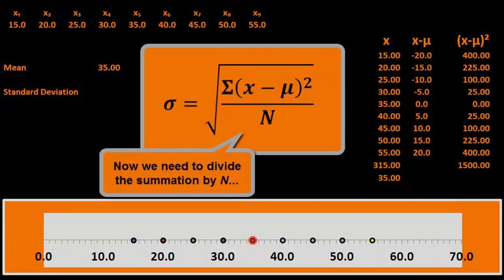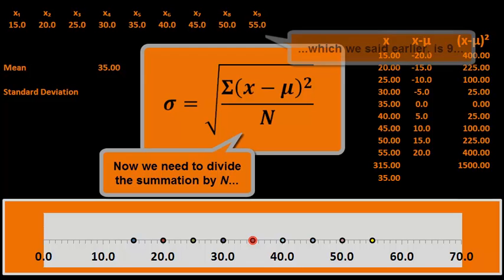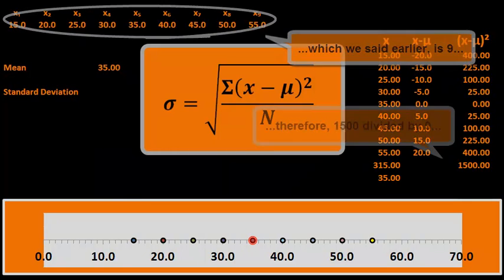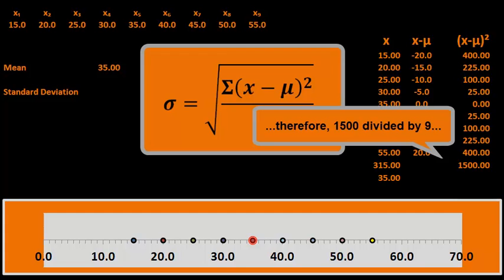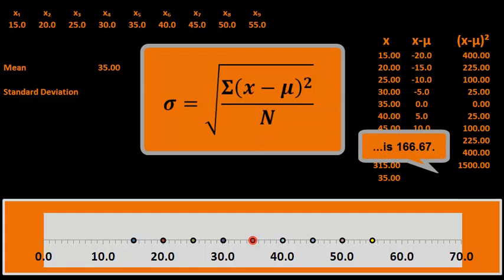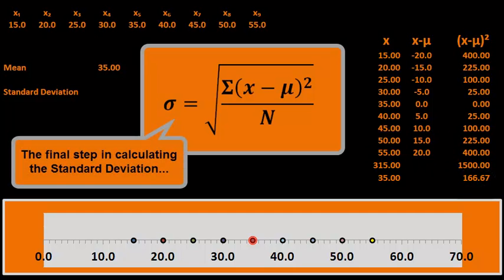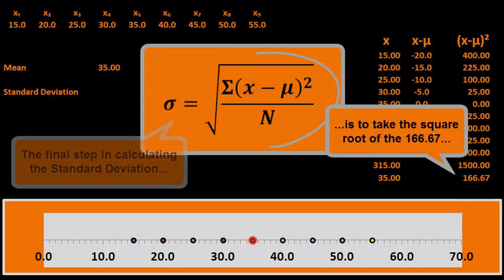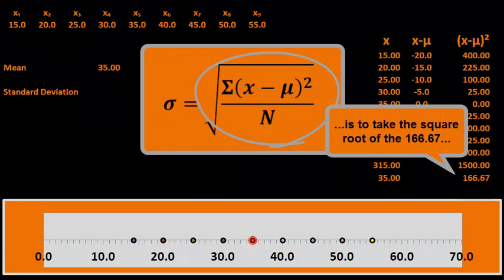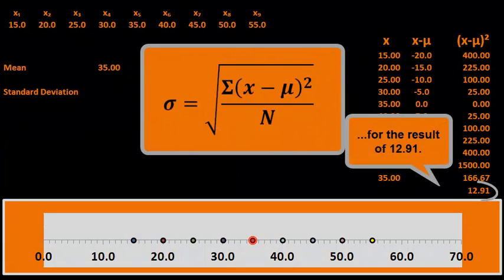Now we need to divide the summation by n, which we said earlier is 9. Therefore, 1500 divided by 9 is 166.67. The final step in calculating the standard deviation is to take the square root of the 166.67 for a result of 12.91.